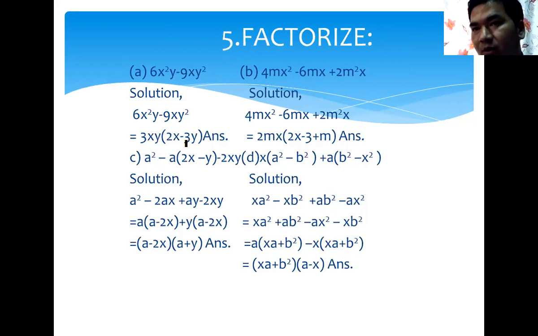Now the next one: 4mx square minus 6mx plus 2m square x. There is 2mx common. Then 2x is left, because 2 times 2 is 4. Then 2 times 3 is 6, so 3 is left here. Plus, and here 2mx is common, m is left, because m square is 2m times m, so m is common, then 1 remaining here.